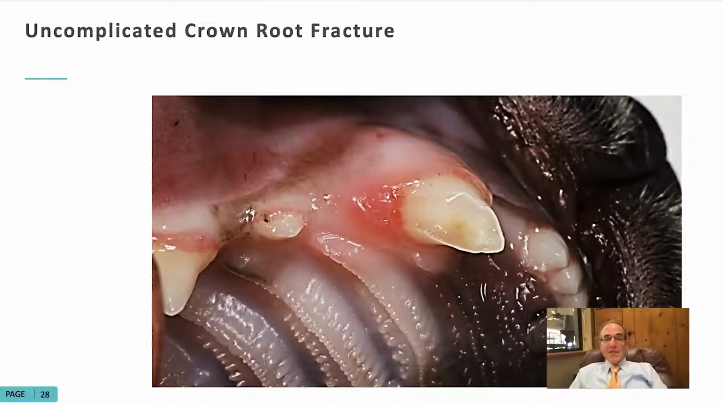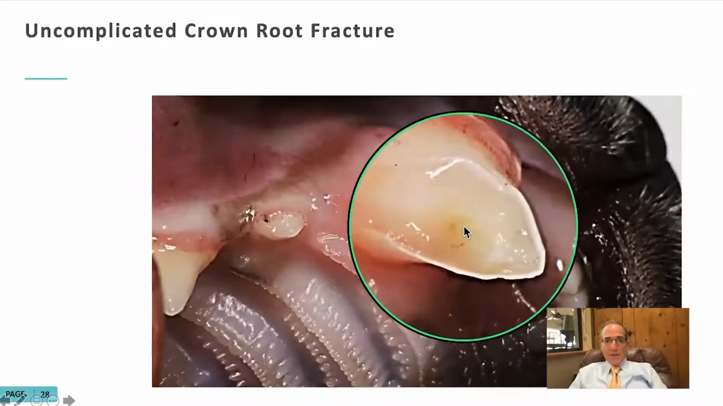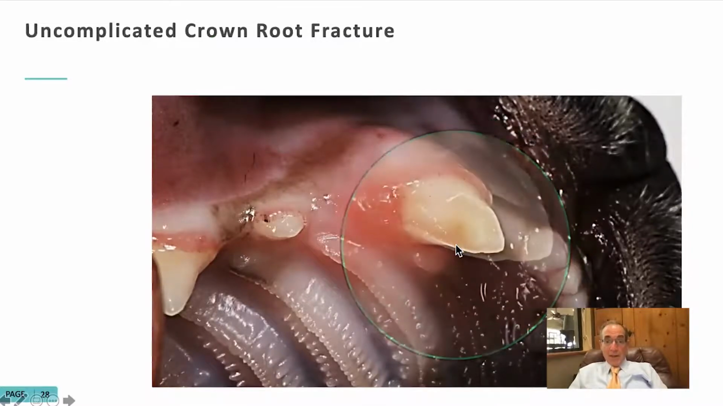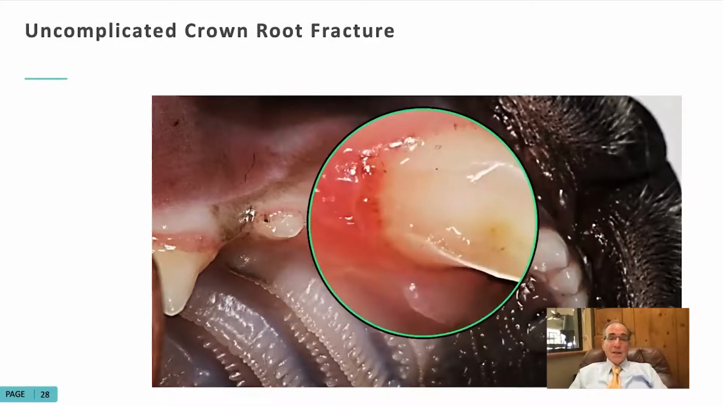And the biggest classification is complicated versus uncomplicated. Uncomplicated means that the pulp isn't exposed. In this situation, it's close because here's where the pulp resides, right there, but you don't see the pulp. So it's not exposed, but it's close, and the cat probably would be sensitive to cold and hot and pressure, and treatment of this would be to put some bonding material on it and do, because it's a crown root fracture, it goes underneath the gingiva.